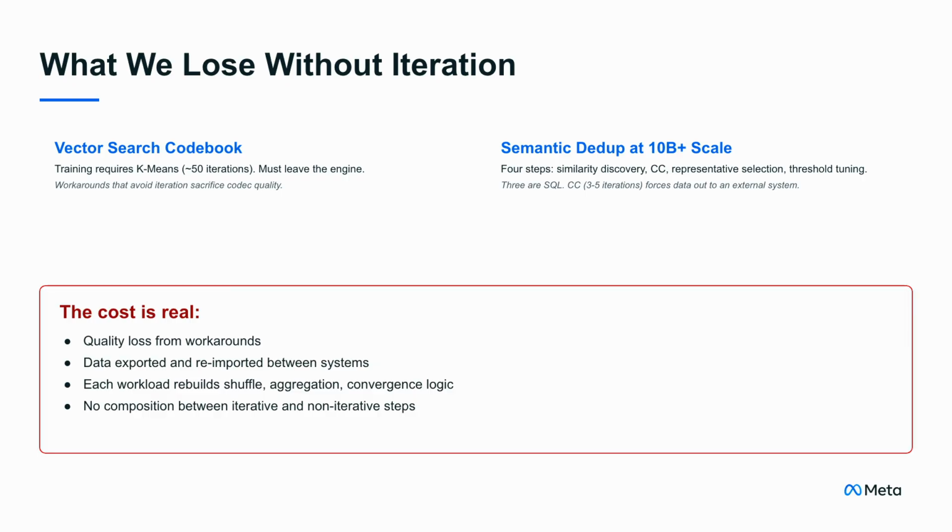If you want to have a single query plan, then you have to figure out a workaround. You might suffer from quality loss. You also pay the cost of data export and data re-import across systems. More importantly, each of these algorithms is essentially data processing, but you have to re-invent and re-implement all the capability which Velox already has. And also, there's no composition between iterative computation and non-iterative computation.